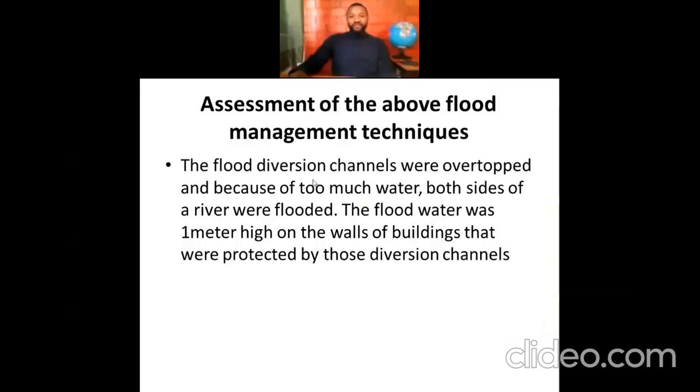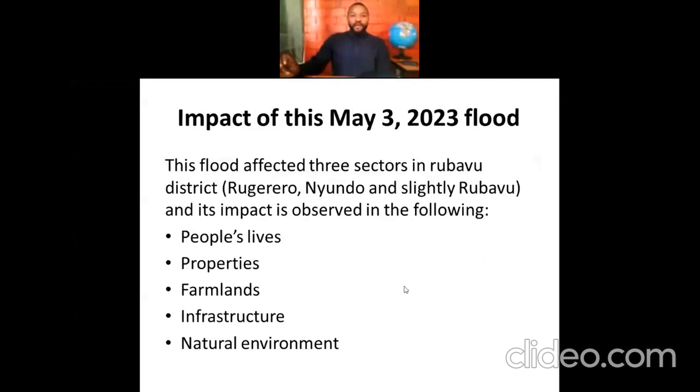The flood diversions also were overtopped, and they were unable to hold flood water or to keep safe the area that they were protecting. And the flood water was at least 1 meter high above the walls of the buildings that were protected by those diversion channels. You understand this was a failure too.